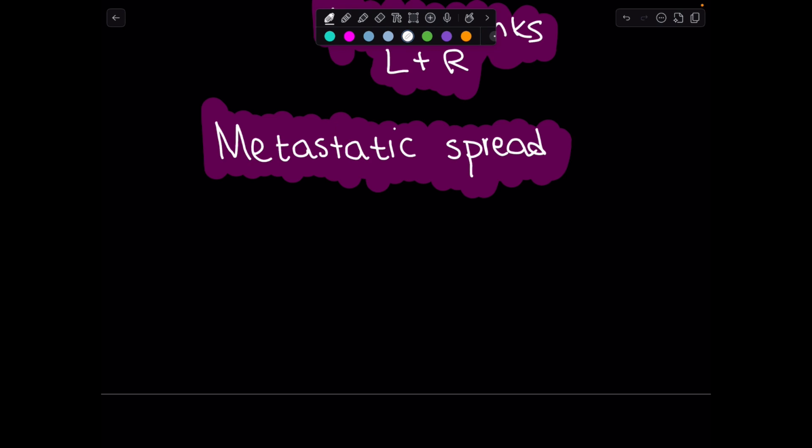Let's talk a bit about lymph nodes. So we have celiac lymph nodes, superior mesenteric lymph nodes. We've got inferior mesenteric lymph nodes, superficial inguinal lymph nodes. We have quite a few common iliac lymph nodes.